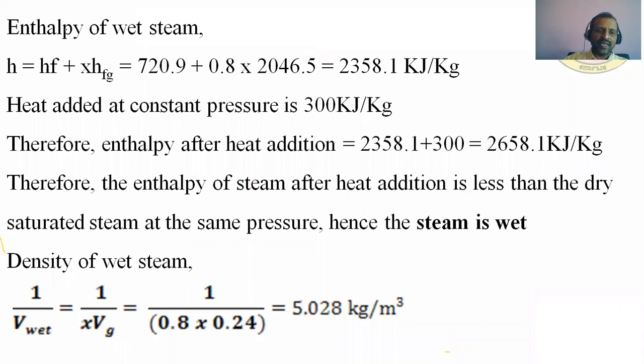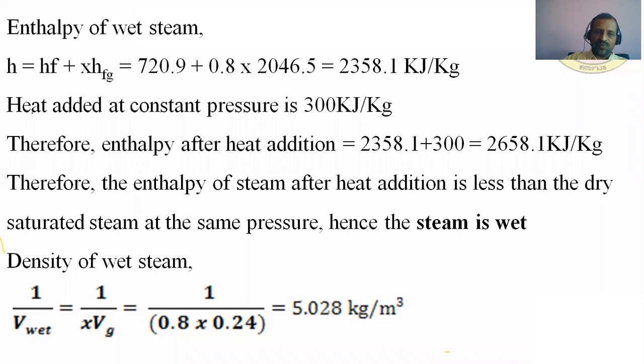Then find the enthalpy of wet steam. How to find the enthalpy? H is equal to hf plus x hfg. Substitute all the values: 720.9 plus 0.8 into 2046.5. So that is equal to 2358.1 kilojoules per kg.